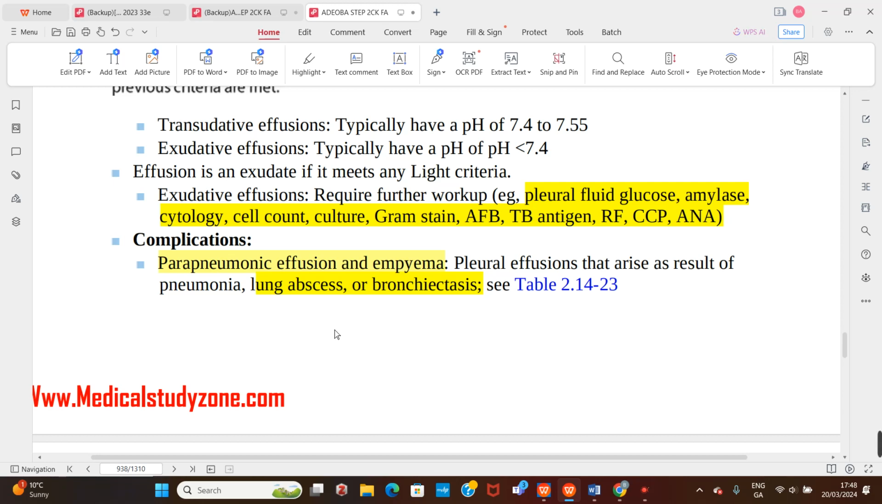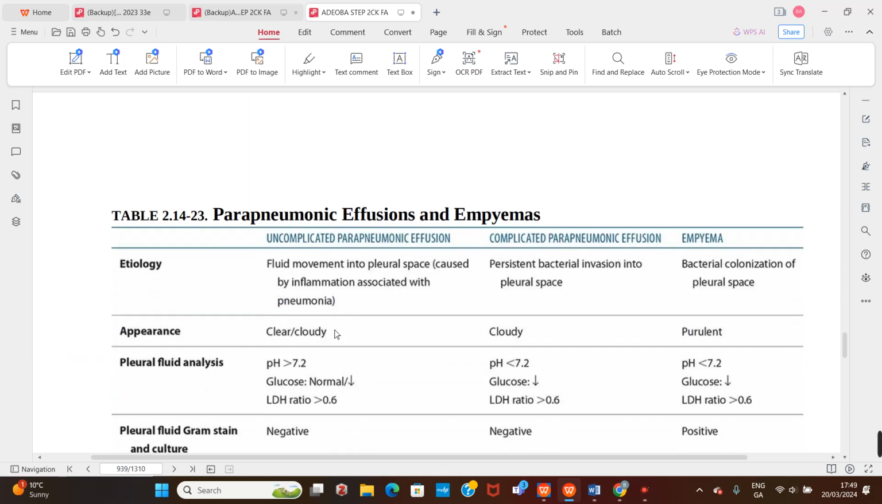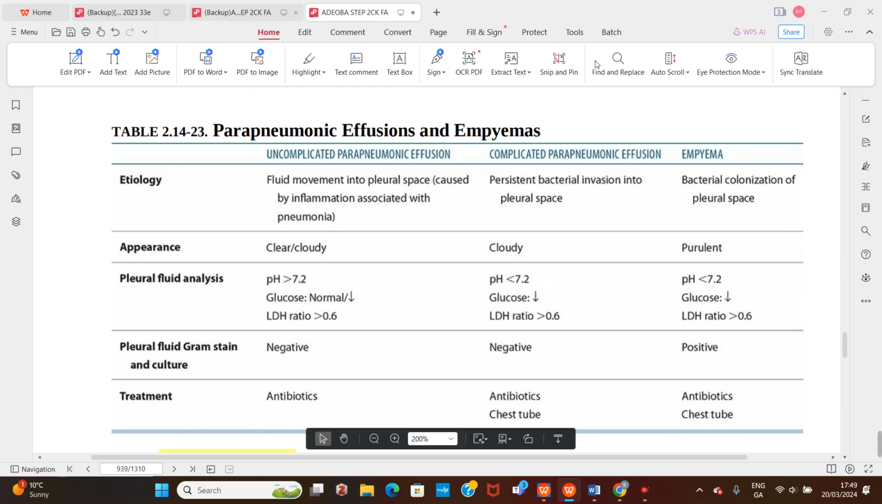So that's it. So uncomplicated parapneumonic effusion means there's an effusion there, but it doesn't contain bacteria. Complicated parapneumonic effusion means there's an effusion there, there's bacteria. Empyema means there's effusion there, there's bacterial colonization, proliferation, death of bacteria with associated pus formation. So what we basically need to look at to differentiate between these three is the appearance first.